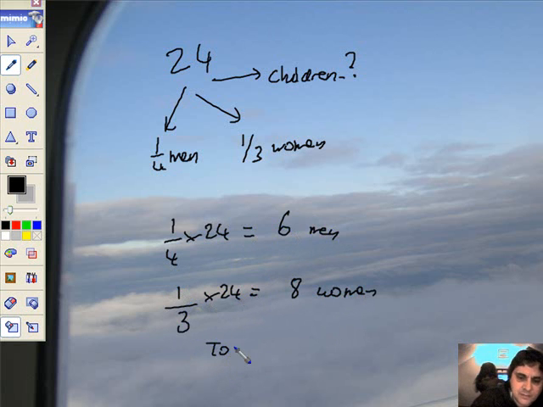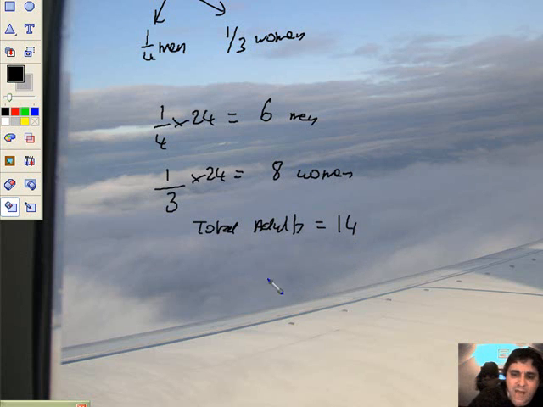So total adults, that's men and women. I'm not talking about their maturity now, just their biological age. Right, 6 and 8 is 14. Therefore, how many are children? Well, how do you spell children? There's an L there, isn't there? Children equals 24 humans. Take away 14 adults, gives you 10 little humans.